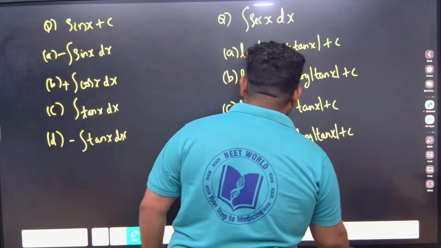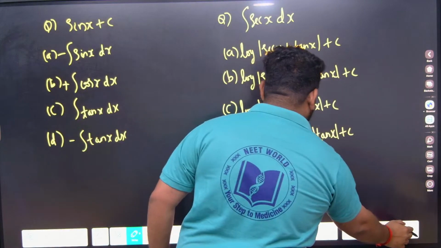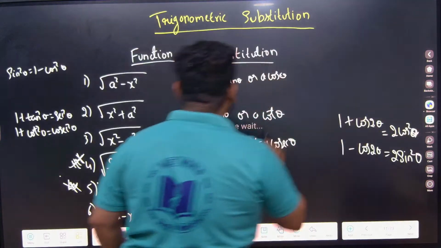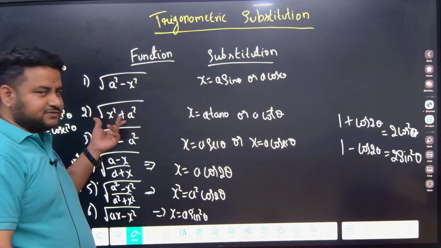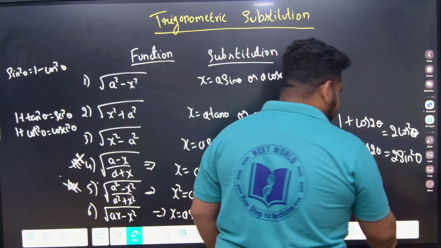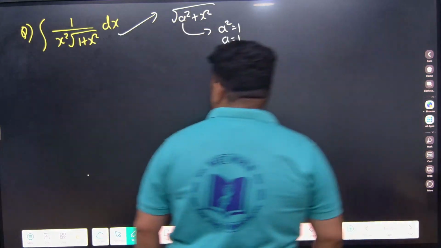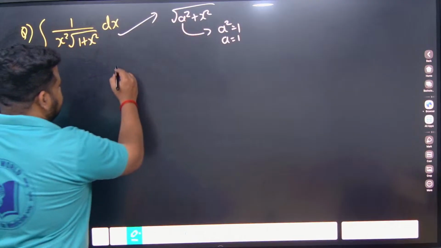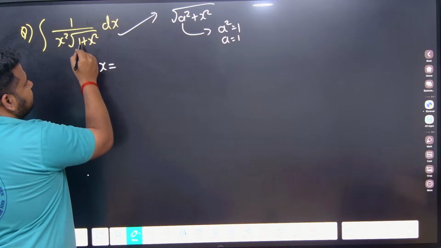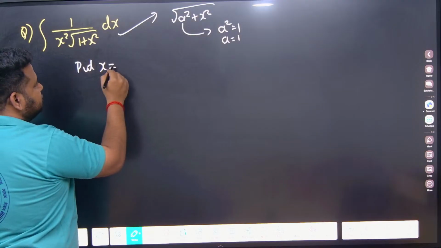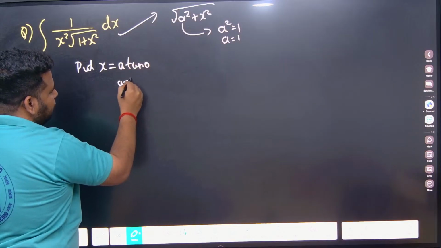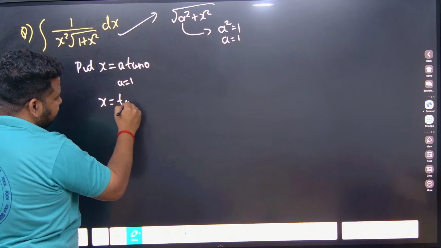So we are making use of this substitution. Square root of a square plus x square, or x square plus a square, is nothing but the same. I will put x is equal to a tan theta or cot theta. Let me take x is equal to a tan theta. Here a square value is 1, meaning a value is 1. So I can take x is equal to tan theta.